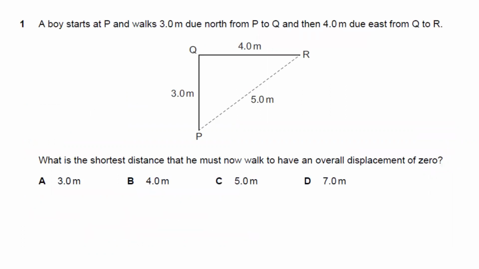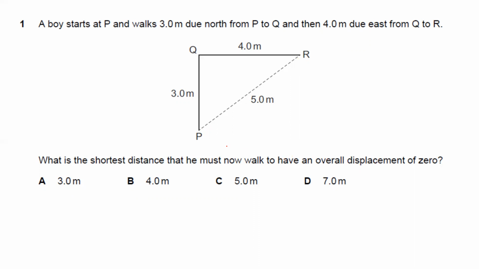First question. It says a boy starts at P and walks 3 meters due north from P to Q and then 4 meters due east from Q to R. What is the shortest distance that he must now walk to have the overall displacement of 0?